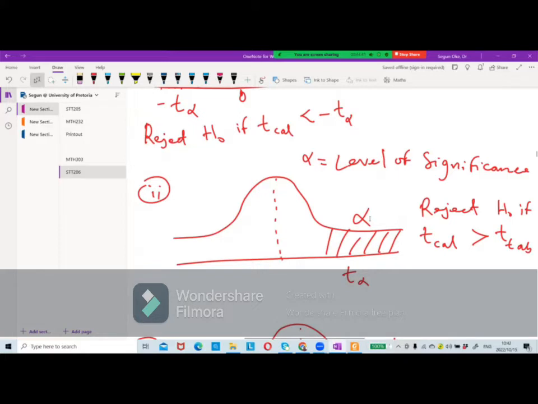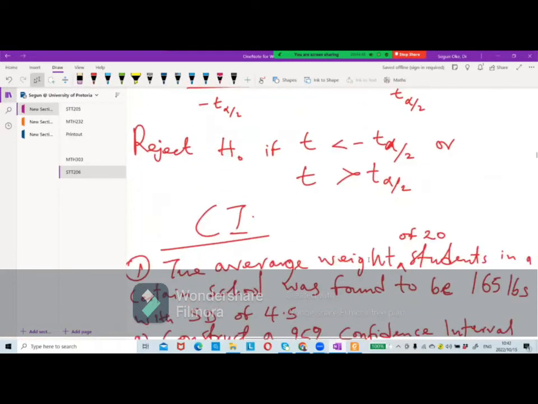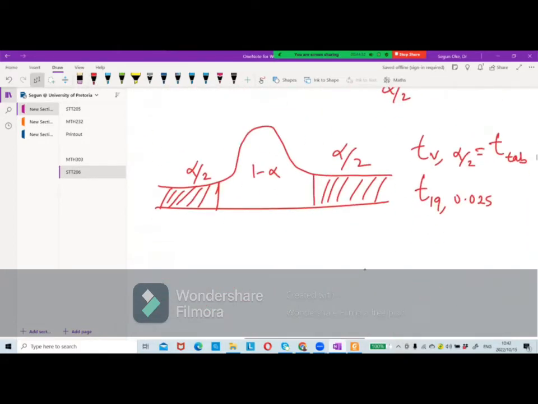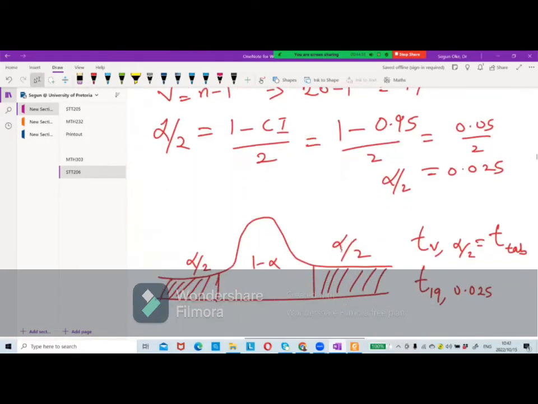No. You see that the same table covers for the 2. It simply means that if I don't divide it by 2, I will still have 0.05, which is 5%. Am I communicating? Yes, sir. It's still going to be the same value I'm going to get.